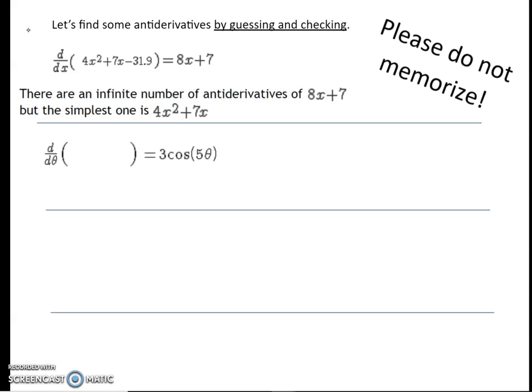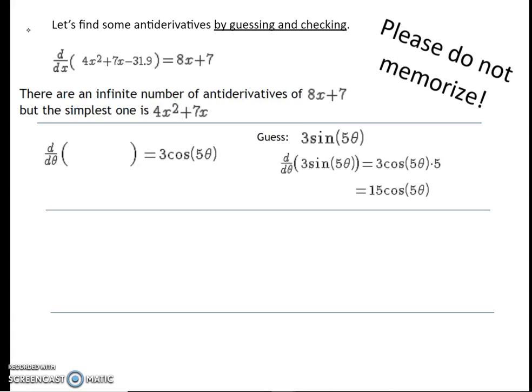All right, let's think about this one, right? The derivative of what is 3 cosine of 5 theta? We're looking for the antiderivative of 3 cosine of 5 theta. So you might imagine that it's going to be 3 sine of 5 theta. That is a great guess, and I really suggest that you guess, even if it's wrong. If you guess and check, you'll be able to usually pick a better guess.